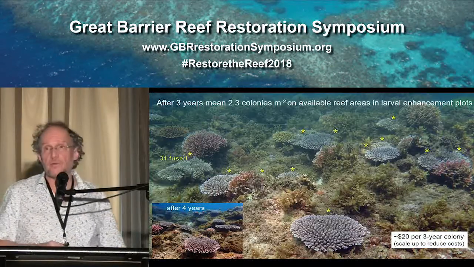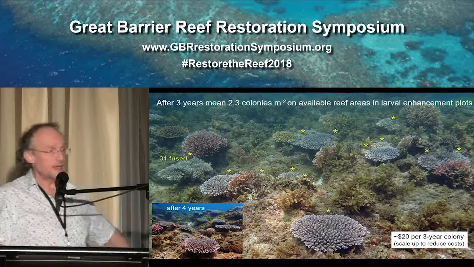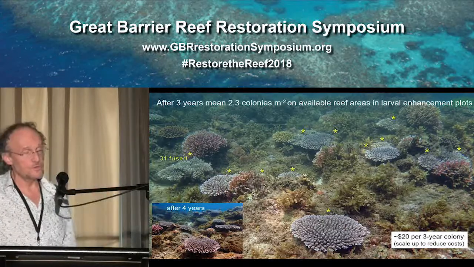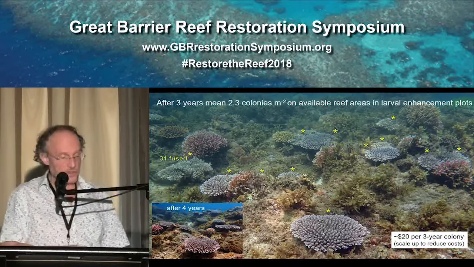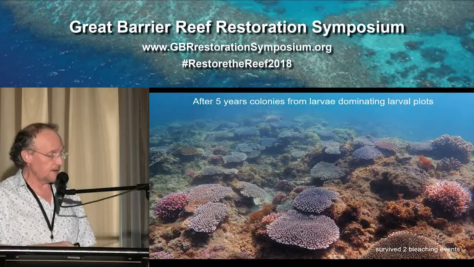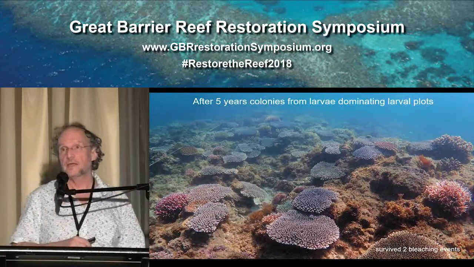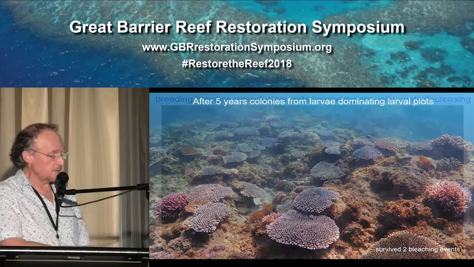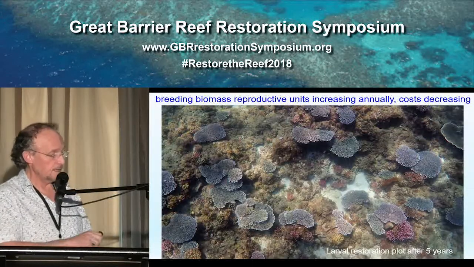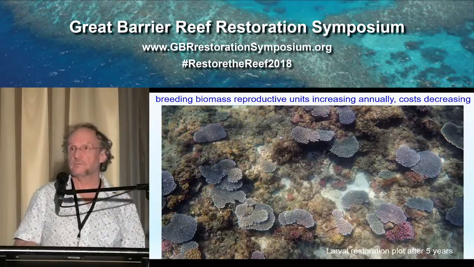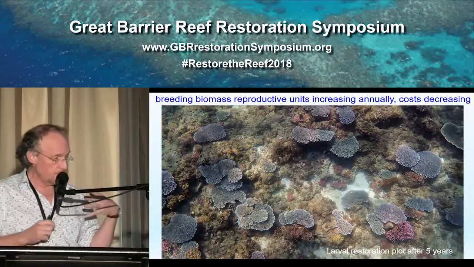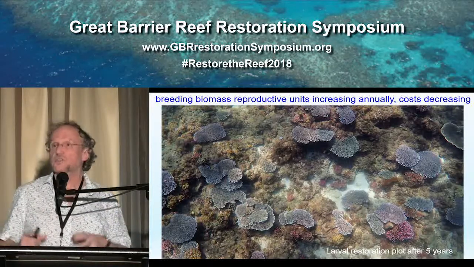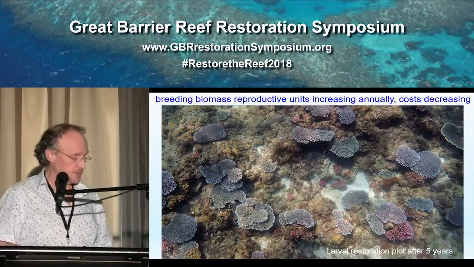After 3 years, the background image shows you what they look like. All of the asterisk corals are those that are directly settled from larvae. After 4 years, they've grown a little bit more, and then, as I said, after 5 years, that's what it looks like. And each year, they're growing larger and larger. And so they're now dominating the system. And the biomass reproductive unit cost is actually decreasing as they increase in time.